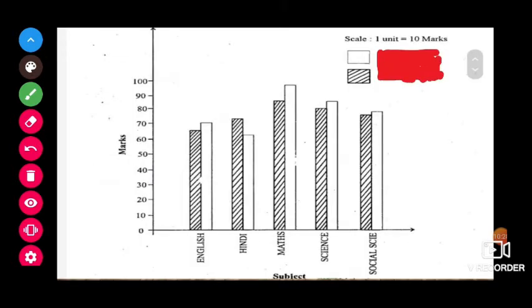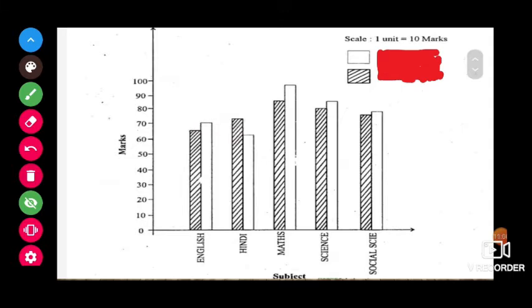So the first bar should be 72. 72 is just next to the 70. The height of the first bar also should be taken just next to the 70. Next, children, 72 and 65. So 65 is exactly in between 60 and 70. So we will choose that as a height between 60 and 70.